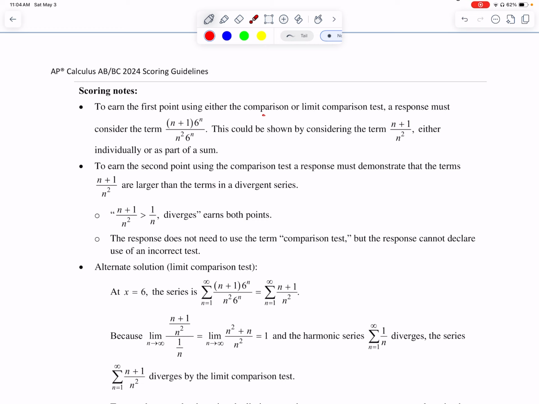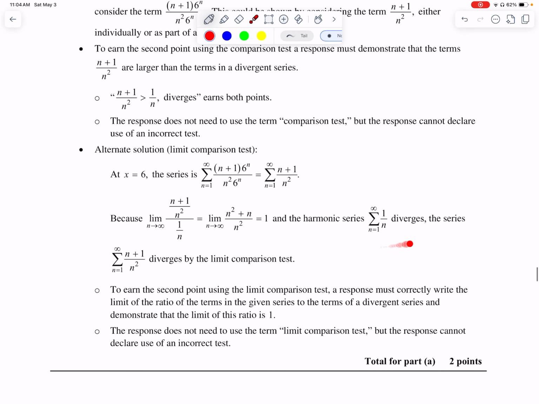This earns both points. Uh-oh, so maybe we would get it, because look, it says this is greater than that diverges, earns both points. Okay. I might be safe there with that extra point there. All right, so response does not need to use the term comparison test, but the response cannot declare use of an incorrect test. And then it gives us an alternate solution using the limit comparison test, which I said, of course, was the second one that you could do.